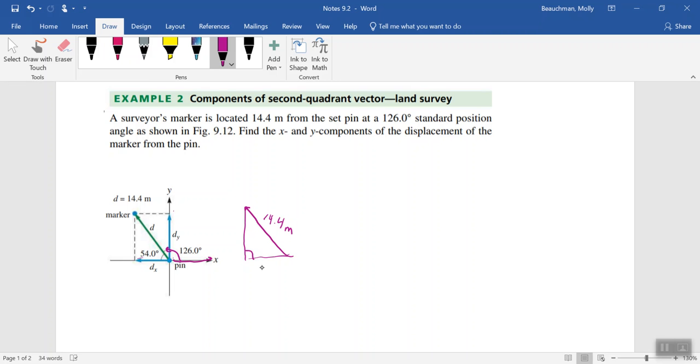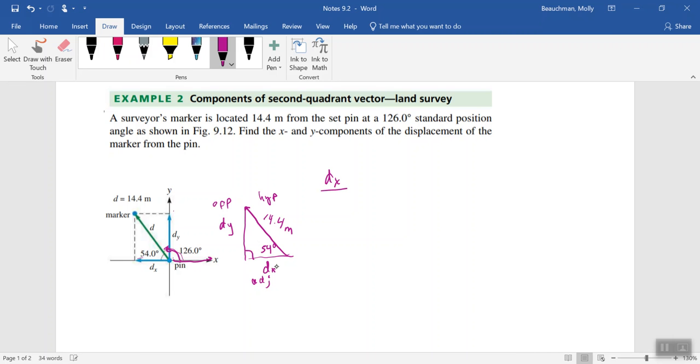And then now along the bottom, this is our distance, our x component, and then our y component. And the angle that we know, 126 degrees, the reference angle is 54 degrees. So now we're going to use right triangle trigonometry to find the lengths d sub x and d sub y. All right, so we have 54 degrees. We have the hypotenuse. And from 54 degrees, this is the side opposite, the side adjacent.